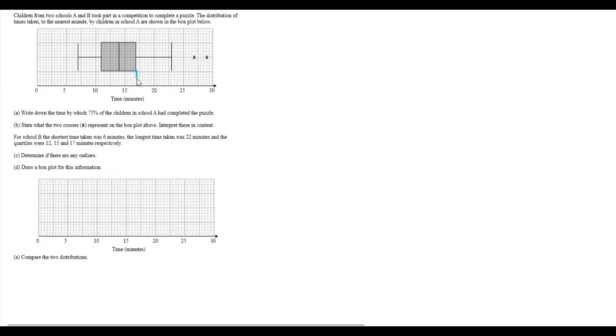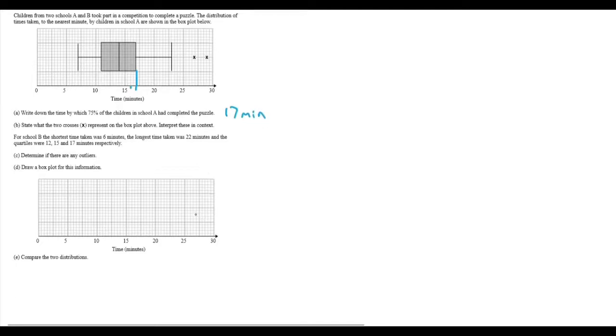So if we just read that down, on this scale, because to go from 15 to 20 in 10 boxes, every 2 little boxes must be 1. That makes this here 17 minutes, that 3/4 of them were below.